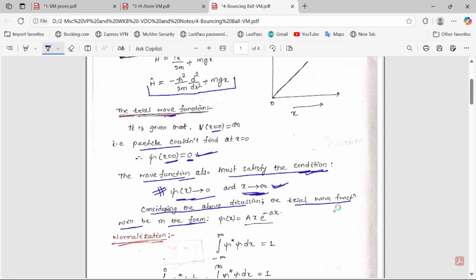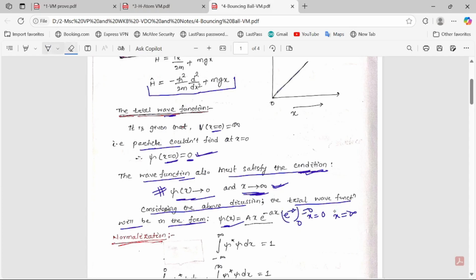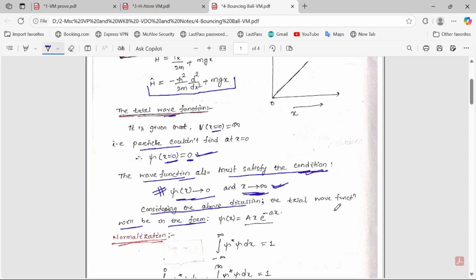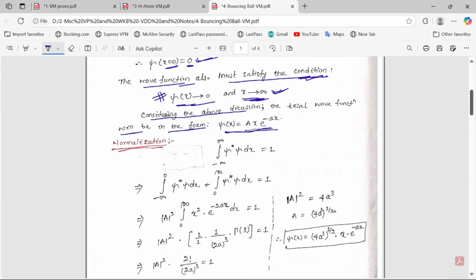psi(x) will be equal to A x e to the power minus a x. Here you can see, if I put x equal to 0, then this value will be 0, psi(x) will be 0. And if I put x equal to infinity, e to the power minus infinity will be 0. So the trial wave function for this system will be this. Now we have to consider this trial wave function and find the ground state energy of this system.